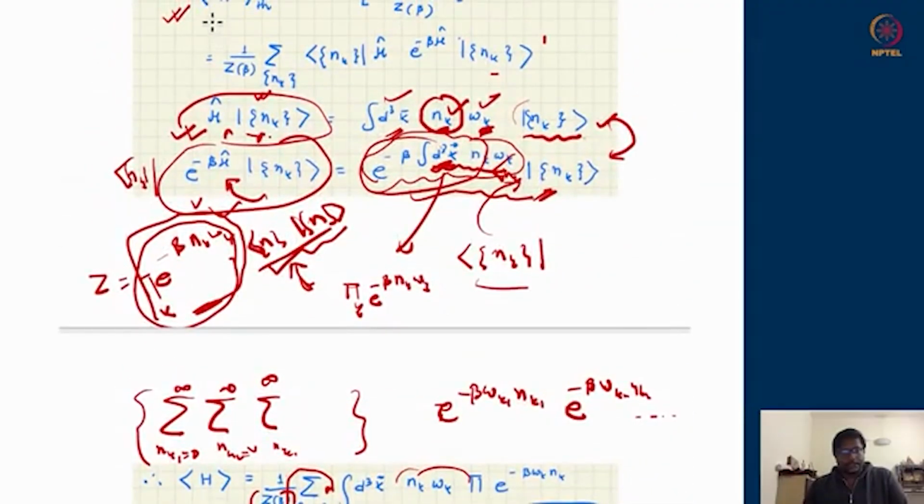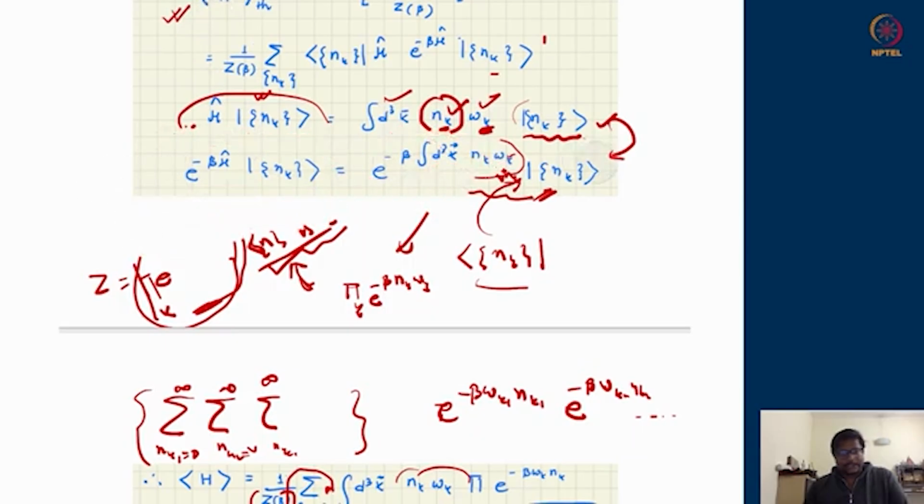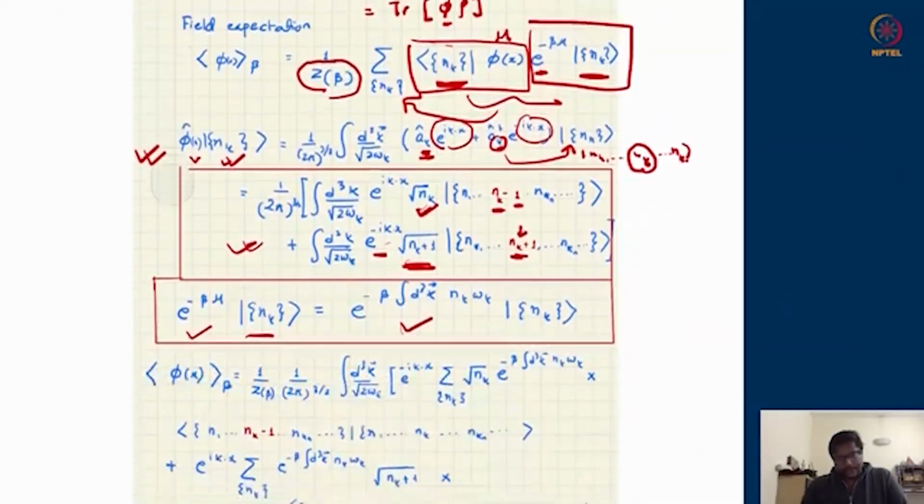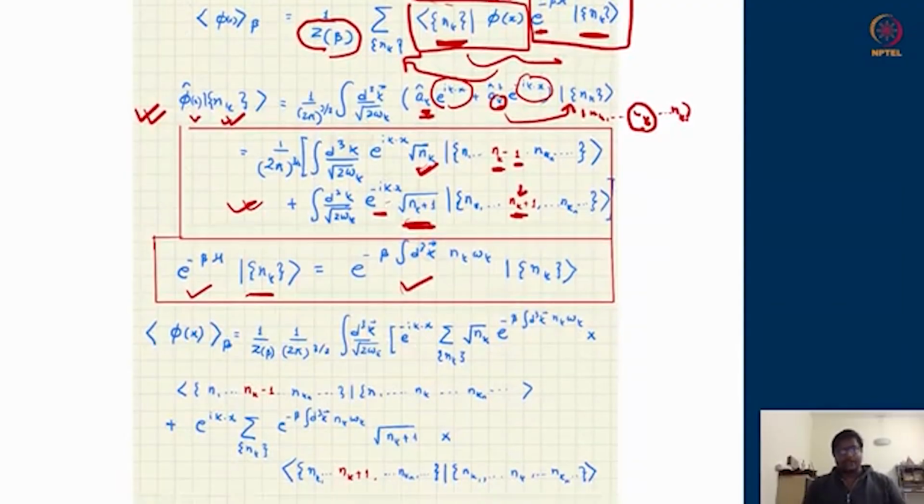E to the power minus beta h. Again, let us clean it up so that we can see it with clarity. The last line of this page is the computation which we are after. So I'll just repeat, copy this and put it over here. So e to the power minus beta hk is known to me. What is left? Now let us take the overlap between these two.